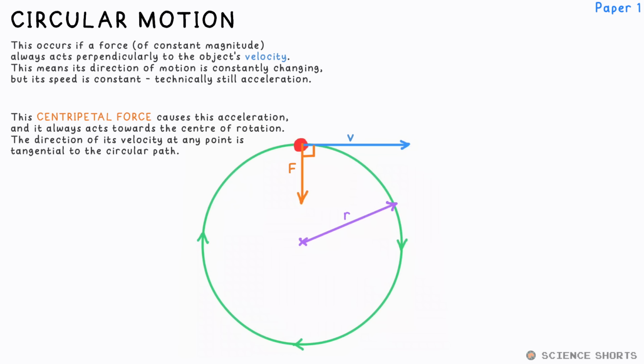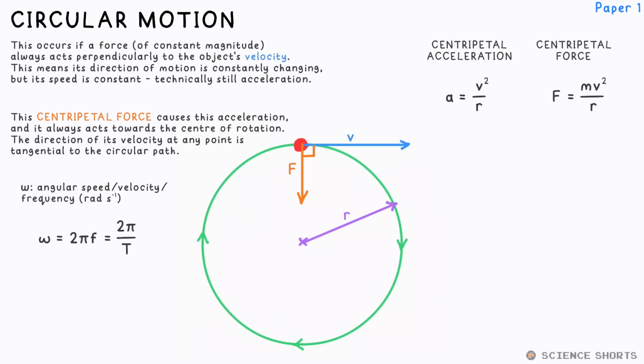This centripetal acceleration is equal to v squared over r, where r is the radius of the circle. As F equals ma, the centripetal force is equal to mv squared over r. As speed is equal to distance over time, we can calculate it by doing circumference divided by the time period, so 2 pi r over t.